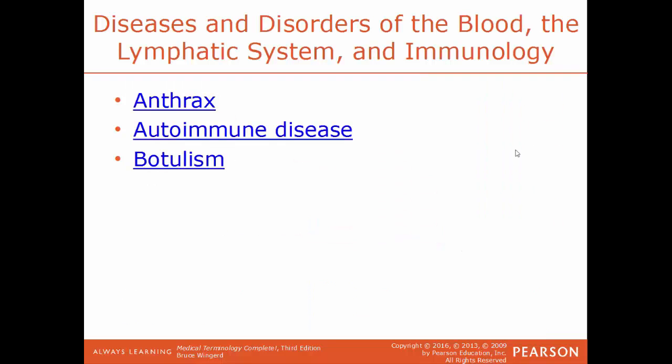Next one, anthrax. This is a very severe bacterial infection found in animals that can be transmitted to humans. It causes ulcerations in the skin and can lead to a type of pneumonia. Autoimmune disease. This is a very generic term for any condition where your own immune system attacks your own body. So instead of fighting off foreign pathogens, it will attack your normal healthy cells because it thinks that it is something foreign. And last one here, botulism. This is a type of food poisoning that's caused by botulinum bacteria. This can lead to nausea, vomiting, blurred vision, even paralysis.